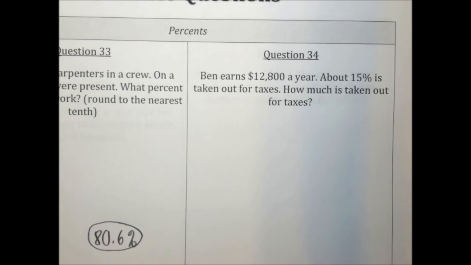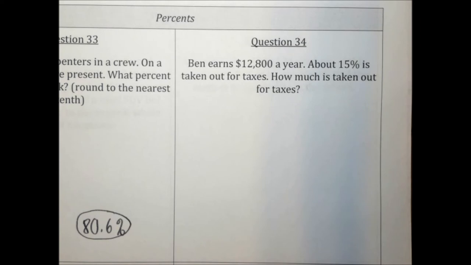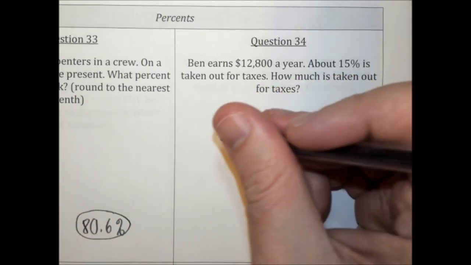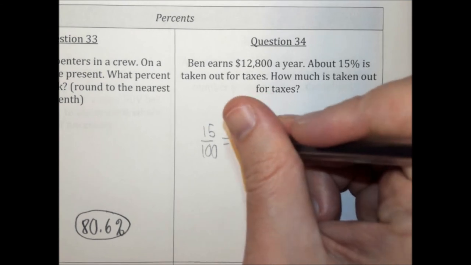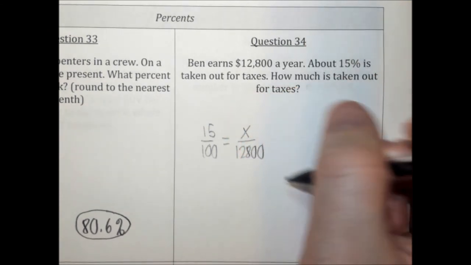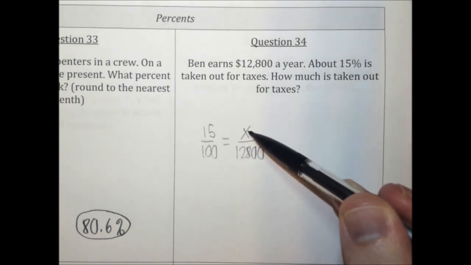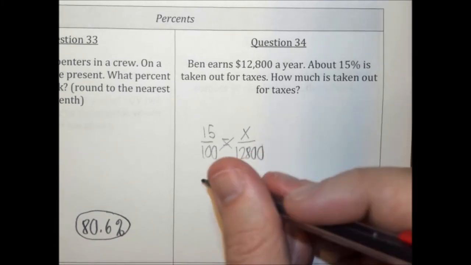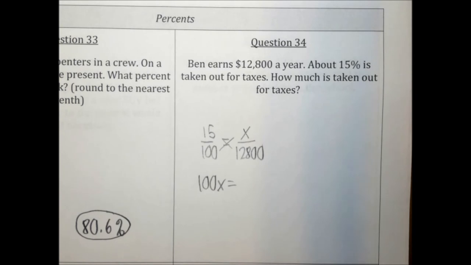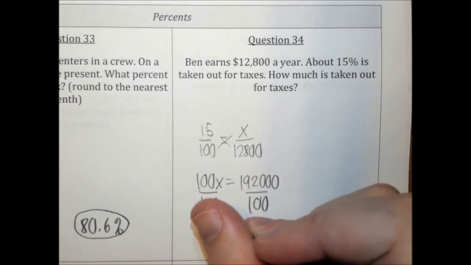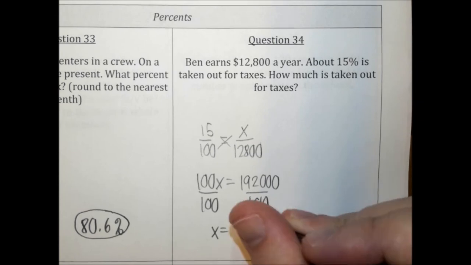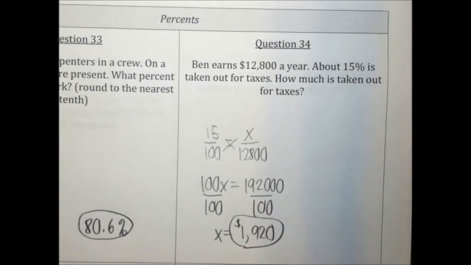Question 34. Ben earns $12,800 in a year. About 15% is taken out for taxes. How much is taken out for taxes? So we just need to do 15 out of 100 equals, we don't know how much his taxes are. We know his entire total for a check is $12,800. So 15 out of 100, and we don't know how much the taxes are out of 12,800. So let's cross multiply here and get 100x equals 15 times 12,800, which is 192,000. And when you divide both sides by 100, you're going to get x equals $1,920 for taxes.